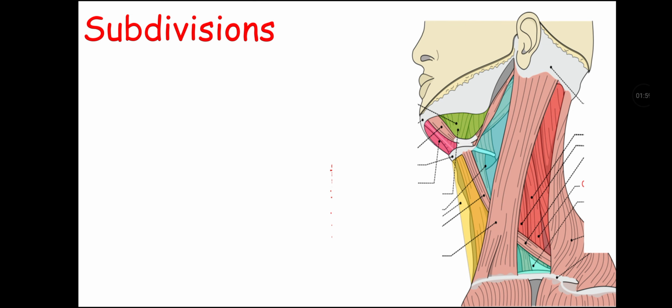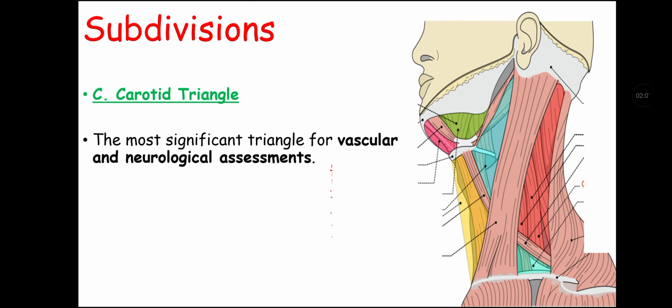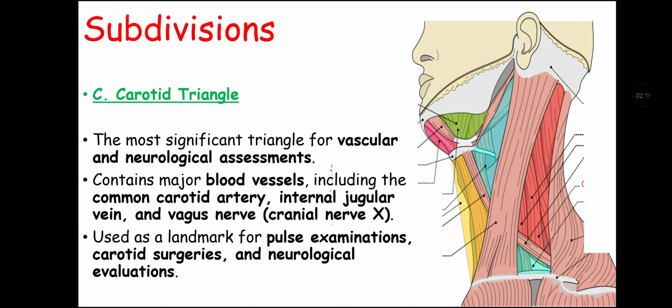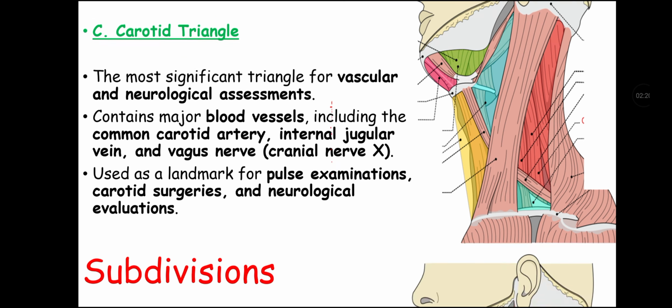The third subdivision of anterior triangle is carotid triangle, that is the most significant triangle for vascular and neurological assessment. It contains major blood vessels including the common carotid artery, internal jugular vein and vagus nerve, that is cranial nerve number 10. It is used as a landmark for pulse examination, carotid surgeries and neurological evaluation.